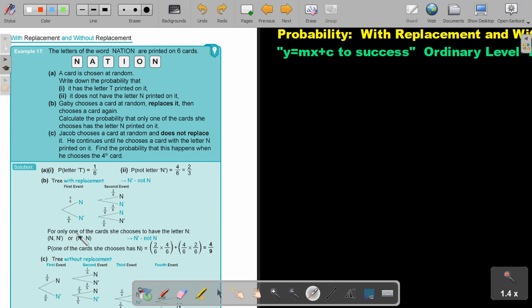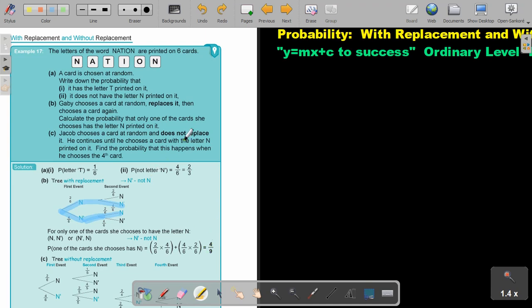For only one of the cards she chooses to have the letter N, calculate the probability. Can we find that route again? So this is an N, but this is not an N. Or this is not an N, and this is an N. So basically, it's those two routes. So it will be 2 out of 6 multiplied by 4 out of 6, plus 4 out of 6 multiplied by 2 out of 6. And I can simplify it and I get 4 out of 9.